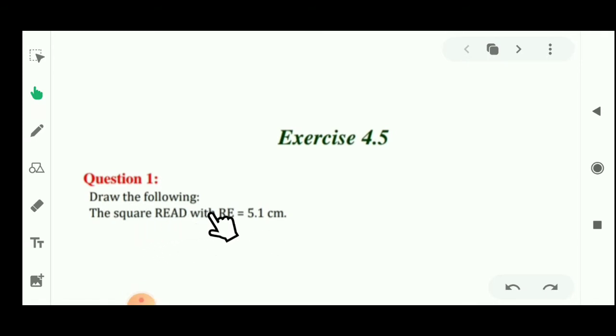Draw the following. The square READ with RE equal to 5.1. As you know, in a square all sides are equal and all angle values are 90 degrees. Let's see the solution of this question.